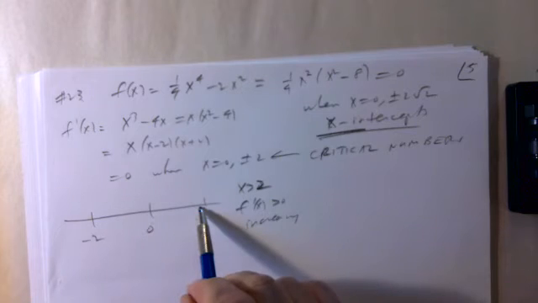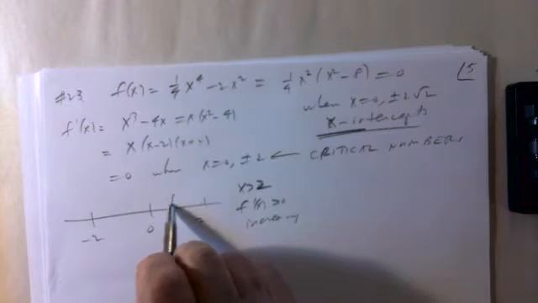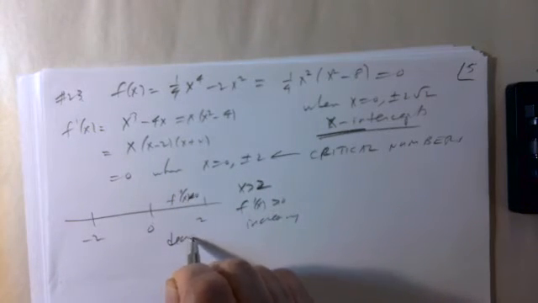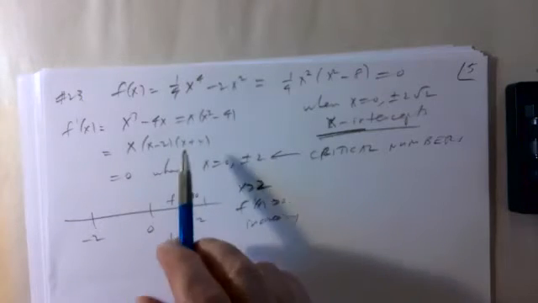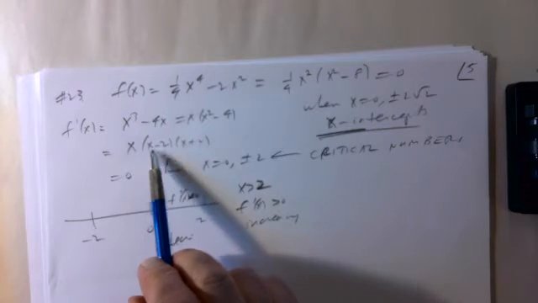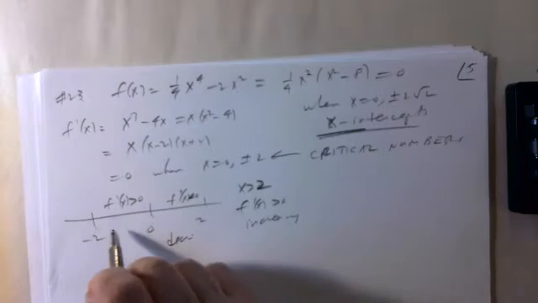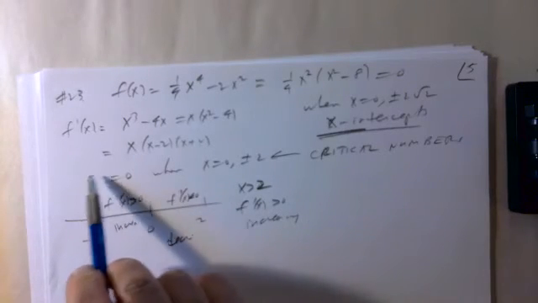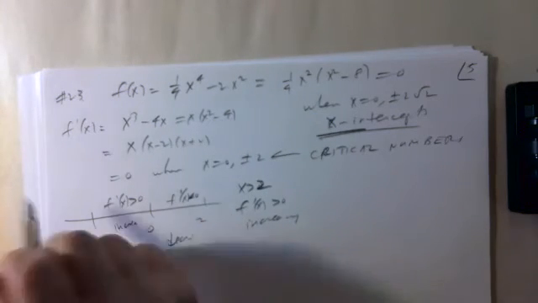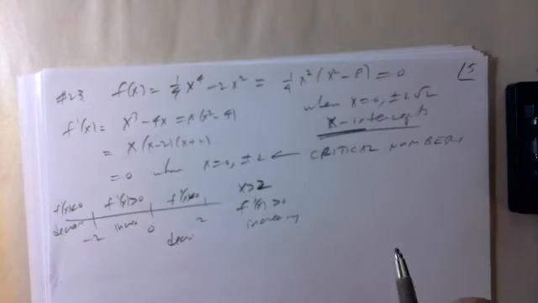When x is between 0 and 2, I have positive, negative, positive. This is negative. The function is decreasing. From minus 2 to 0, this is negative. This is negative. This is positive. Negative times negative is positive. The function is increasing. And when x is less than minus 2, this is positive, but this is negative. The derivative is negative. So the function is decreasing.